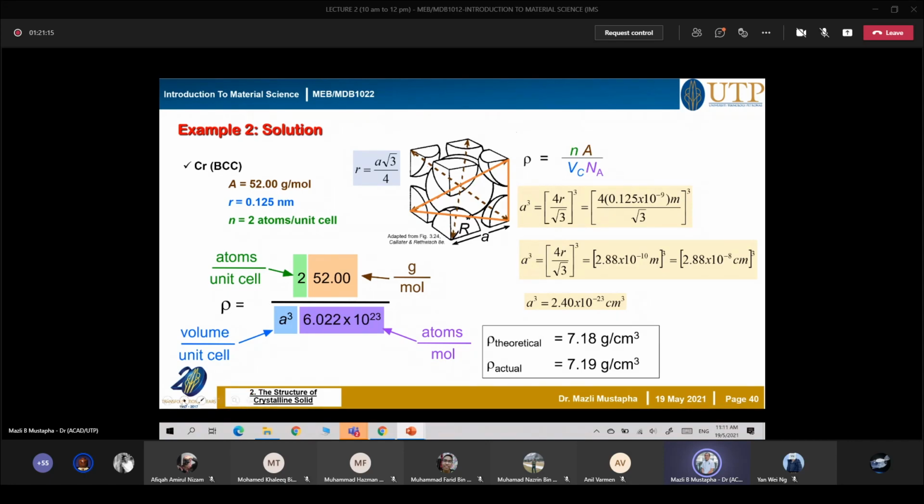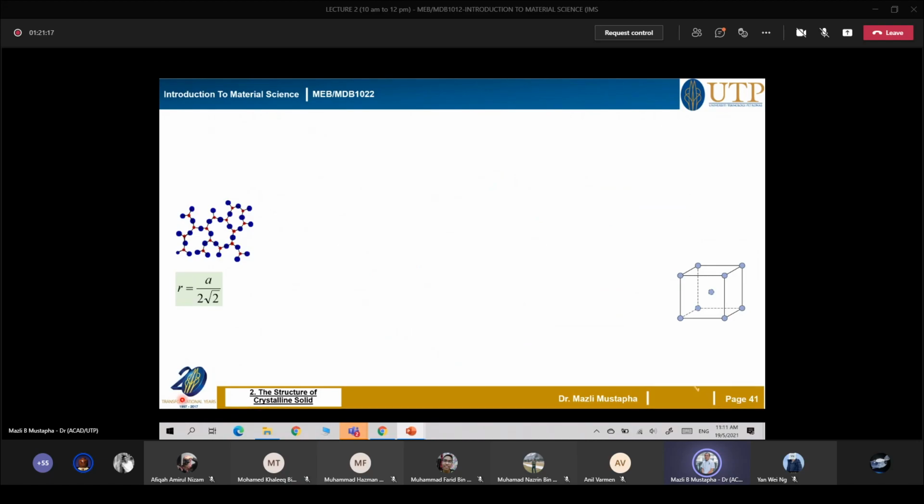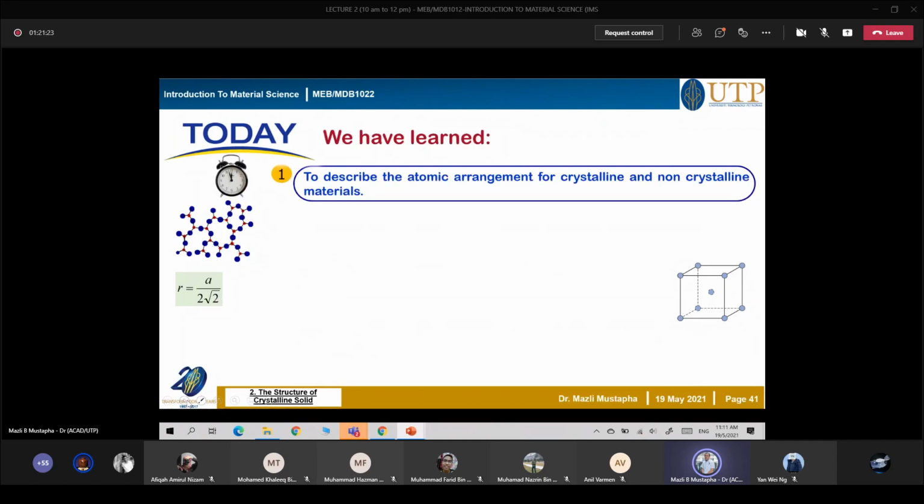Okay, then just to sum up this session before we have breaks. We have described the atomic arrangement for crystalline and non-crystalline. To recap, crystalline can be divided into polycrystalline and single crystalline, and we have learned how to draw it. And then we also have the non-crystalline, which we call amorphous.